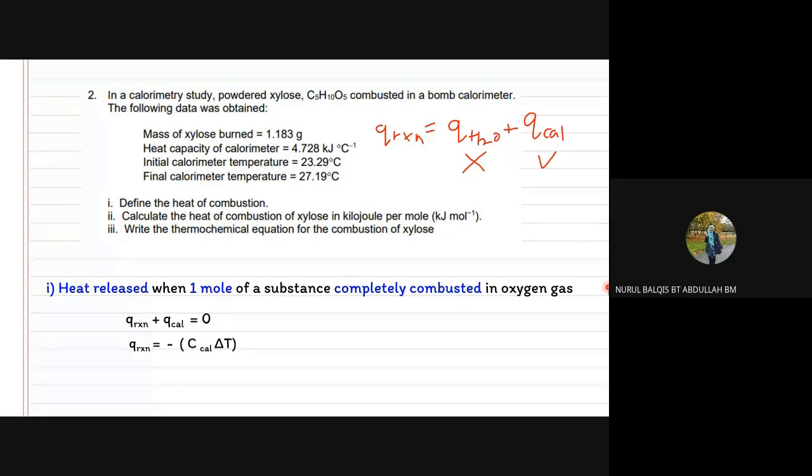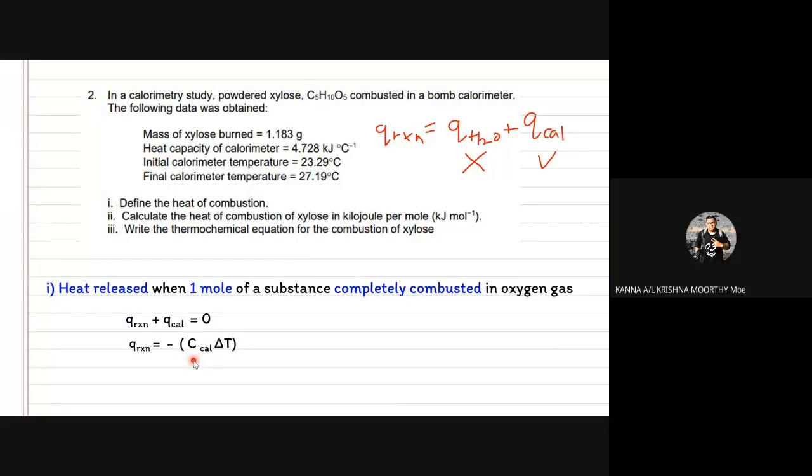Kenapa C delta T bukan MC delta T? Because they gives you only heat capacity, not the specific heat capacity. Even though you have mass in here, can we include this mass as part of MC delta T? You have mass in here, boleh tak kita kata, Miss ni ada mass, kenapa tak guna MC delta T?